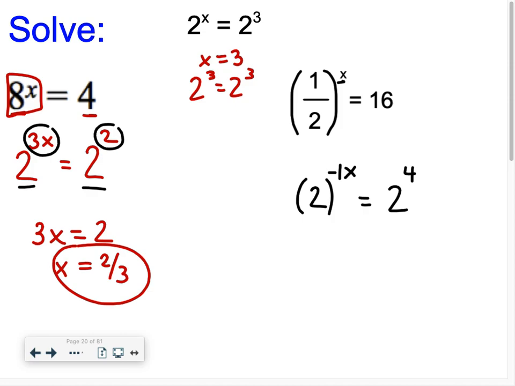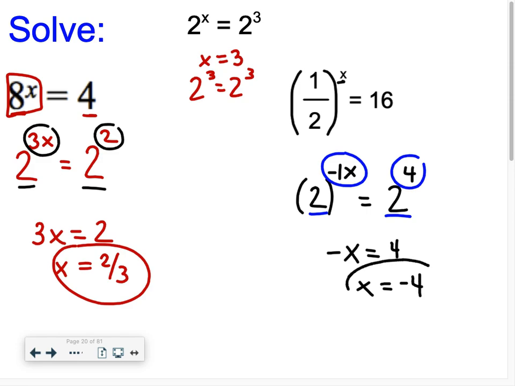And now, again, that my bases are the same, then I know my exponents also have to be the same. So I can set negative 1x equal to 4, divide both sides by a negative, and I will get x equals negative 4. So really key to both of these questions, we're getting the bases to be the same. And you might have to get a little creative.